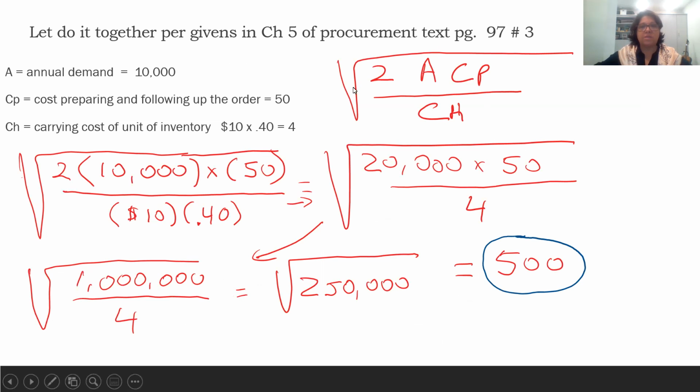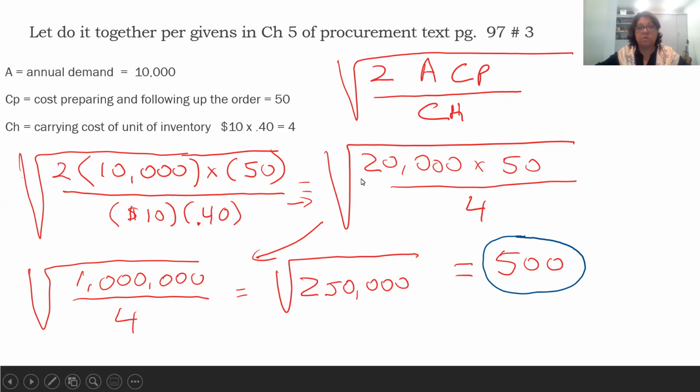So the formula is the square root of 2 times A, which is the annual demand, times CP, which is the ordering cost of preparing and following up with the order, which is $50, divided by CH, which is the carrying cost of a unit of inventory, which is 10 times 0.40, which is 4. So let's begin by doing the first thing, which is 2 times A, which is 10,000, the annual demand, times 50, which is the cost of preparing the order and following up with it, divided by $10, which is the carrying cost of a unit of inventory, times 0.40, which is the percent, right?